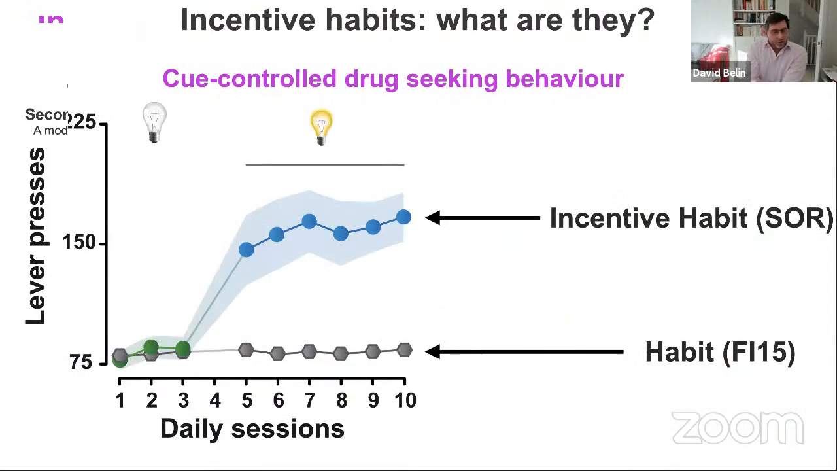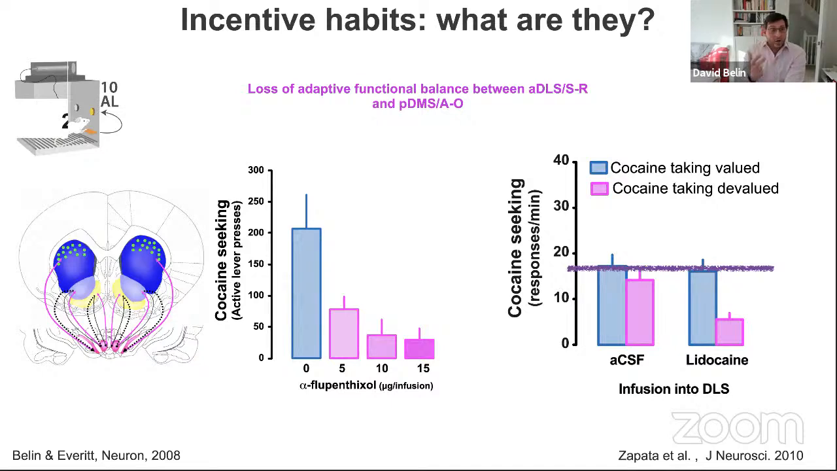And I would argue that under these conditions, fixed interval 15-minute schedule of reinforcement, you can measure habits. And under these conditions, you measure something else. It's a habit that is constantly fueled by the motivational value of the drug-paired cue acting as a conditioned reinforcer. Okay? And for the rest of my talk, I will compare FI15, the habit condition, to SOR, second-order schedule of reinforcement, which is the incentive habit condition. Well, does it matter? You could say, well, it's just a matter of baseline, they respond more.